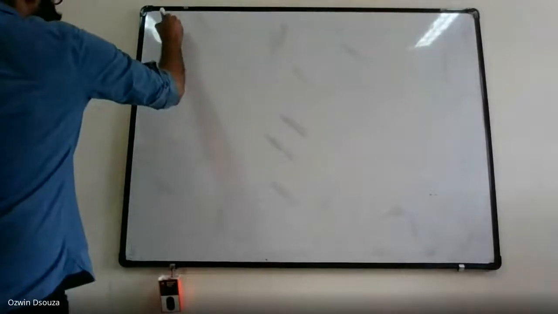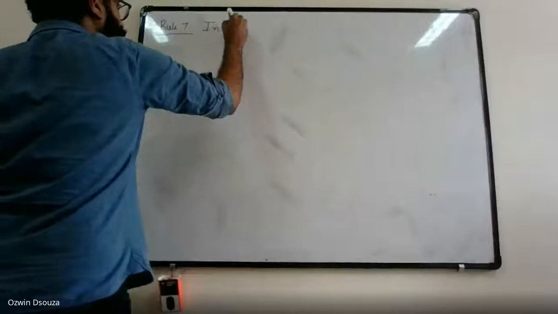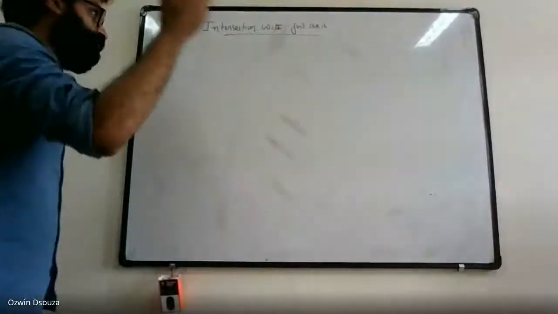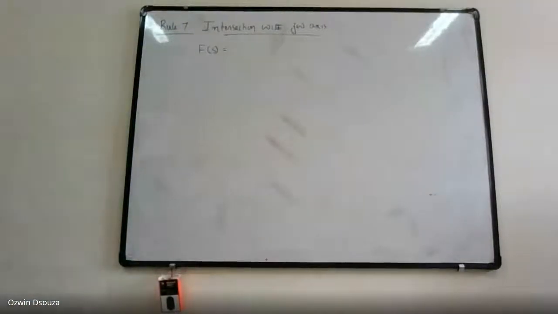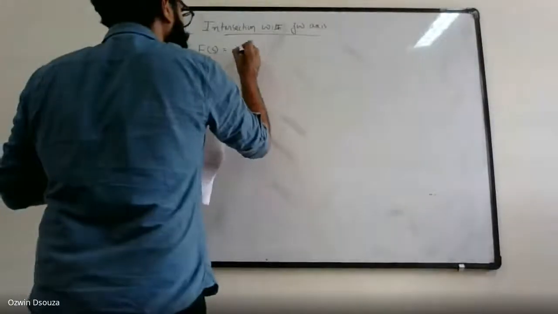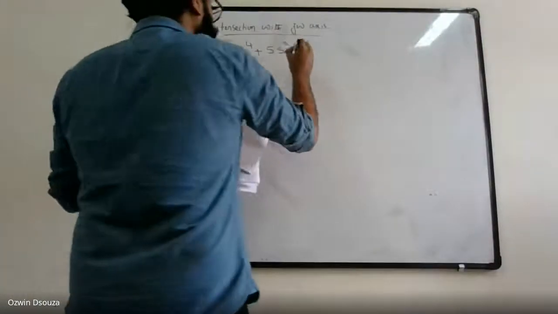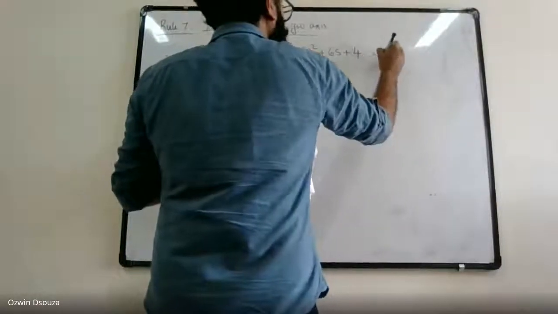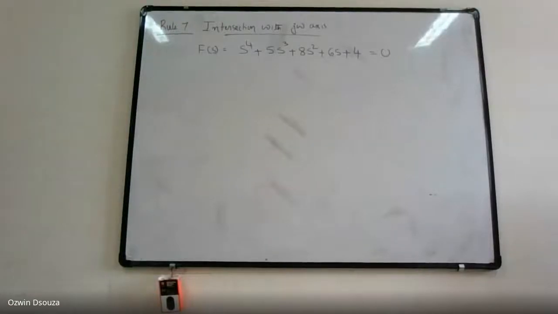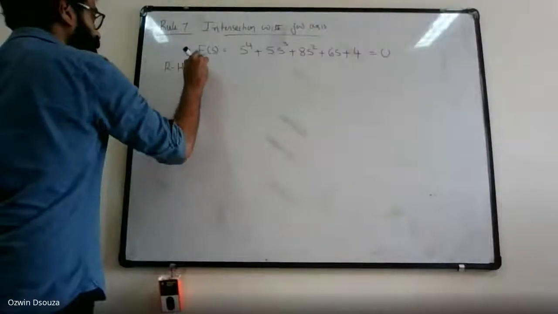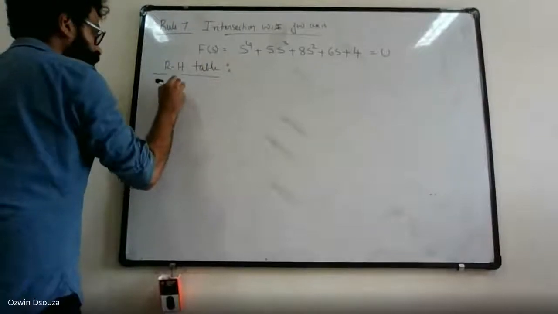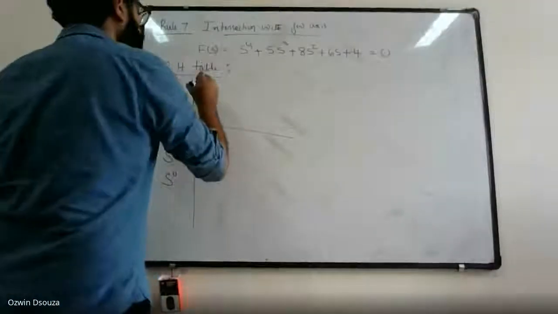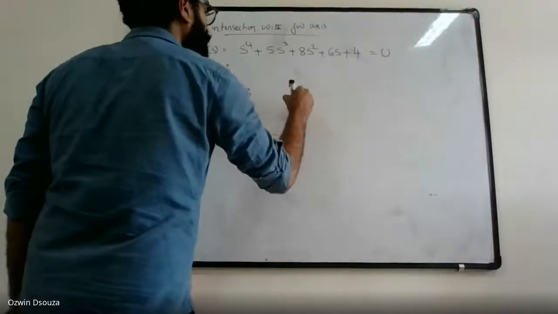Next we have rule 7, intersection with the j omega axis. For this you must have the characteristic equation, which we have already written: s to the power 4 plus 5s cubed plus 8s squared plus 6s plus 4 is equal to 0. You can quickly construct the RH table, with rows s4, s3, s2, s1, s0, and first entries 1, 8, 4.